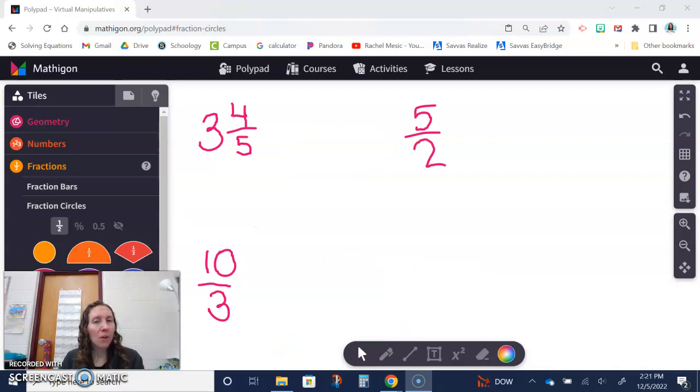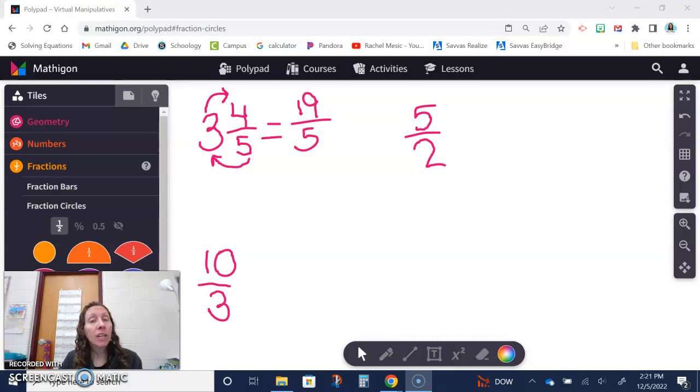Let's try one more without a picture. If we're converting 3 4/5 from this mixed fraction into an improper fraction, which, by the way, an improper fraction has a larger number on top and a smaller number on the bottom, we're going to do 5 times 3, which is 15, plus 4 more. 15 plus 4 is 19, and keep the denominator of 5.